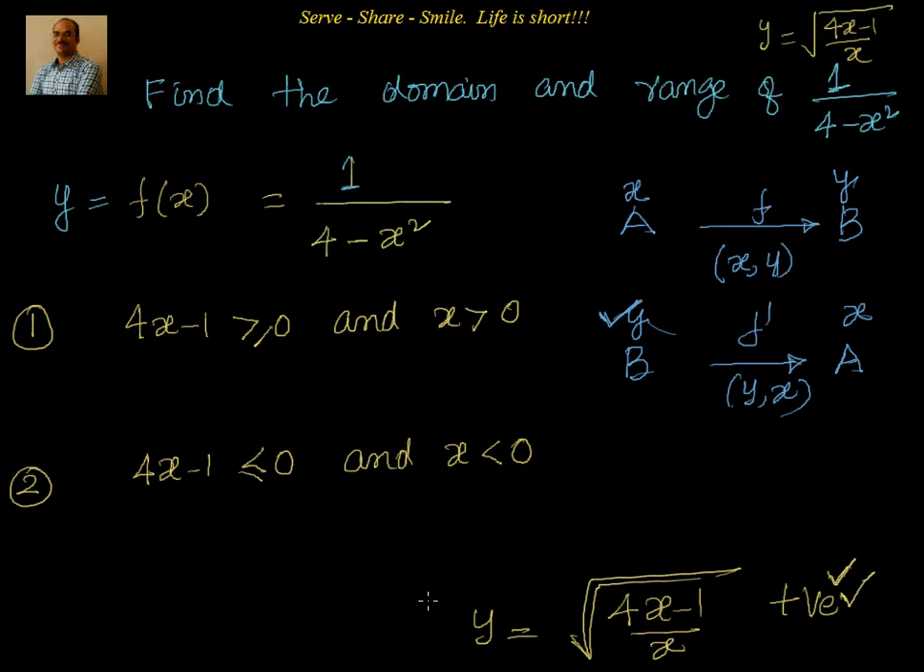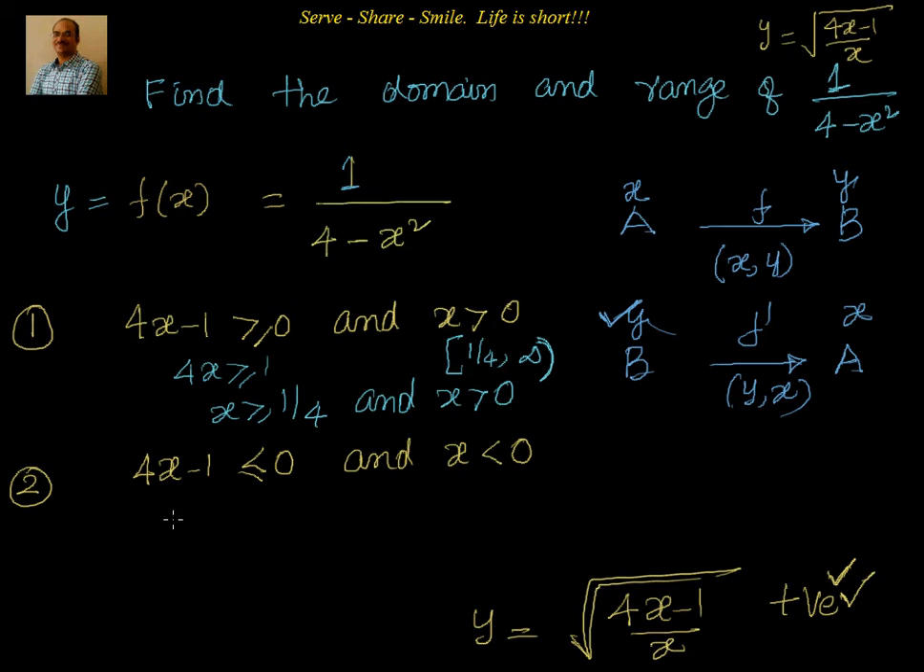Now let us take these two and try to find out how the range will look. 4x minus 1 is greater than or equal to 0. That means 4x is greater than or equal to 1, or can I say x greater than or equal to 1 by 4, and also x greater than 0. x has to be greater than 0 and x has to be greater than or equal to 1 by 4, both to be satisfied. That is nothing but 1 by 4 comma infinity, where infinity is not included.